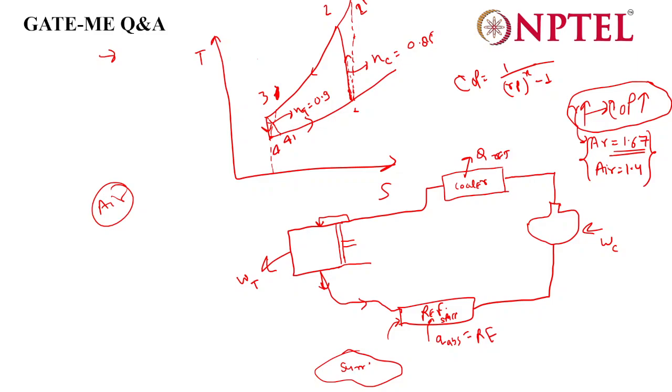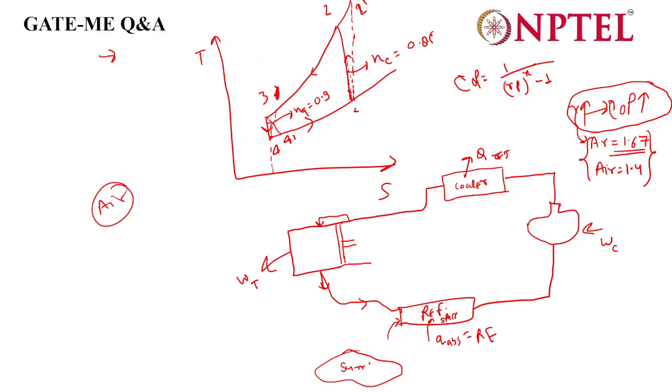Sir, a reversible adiabatic process and an isentropic process are both the same. Yeah. But keep one thing in mind: all reversible adiabatic processes are isentropic, but all isentropic processes are not reversible adiabatic processes. Getting what I said? Yes, sir.